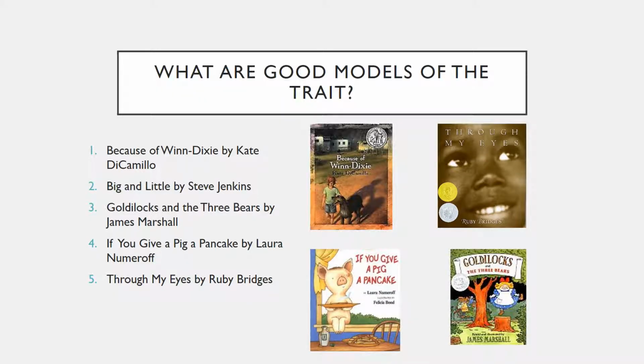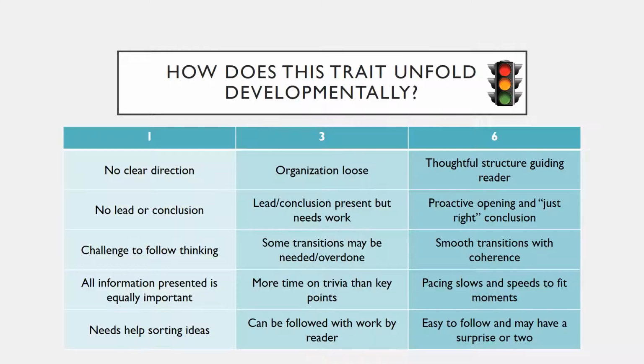So these are just a few texts that I found on Writing Fix that were recommended, and I've heard of all of these, so I think it's cool that we can use some familiar text. So Because of Winn-Dixie, Big and Little, Goldilocks and the Three Bears, If You Give a Pig a Pancake, and Through My Eyes by Ruby Bridges. And I think you could use these texts all throughout the year so you can keep hitting organization.